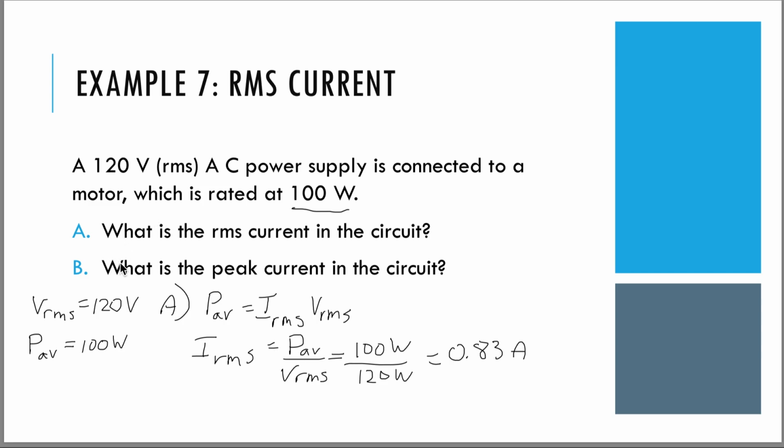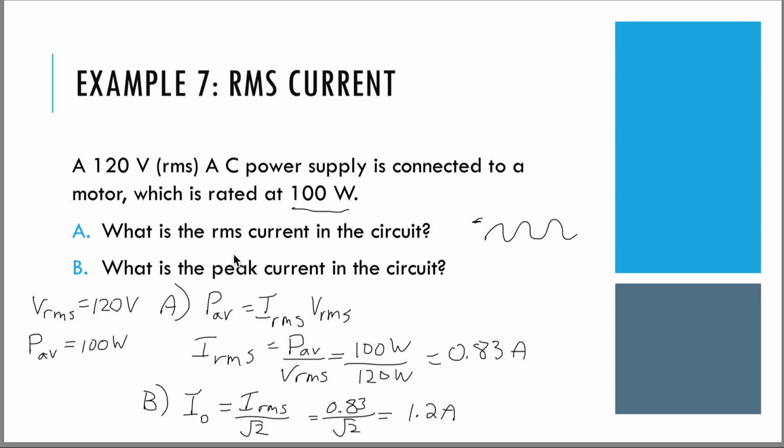And then the other question is, what is the peak current in the circuit? Because we know that when we have an AC circuit, the current is oscillating back and forth. What's the maximum current value in that circuit? The RMS value, the root mean square, is 0.83, but the peak value is going to be a little bit higher. The peak, or the maximum current, is the RMS current times the square root of 2. So go ahead and do 0.83 times the square root of 2, and we get 1.2 amps.